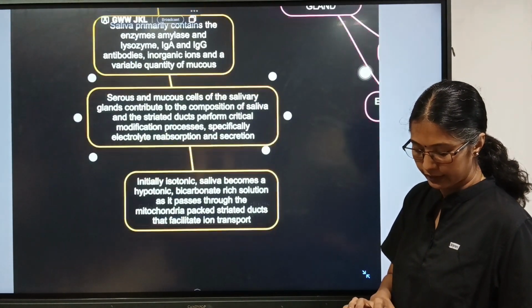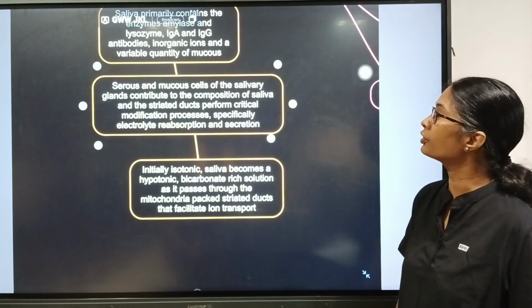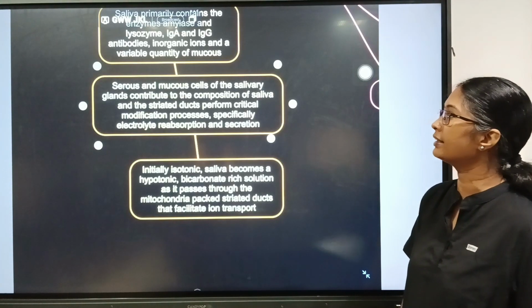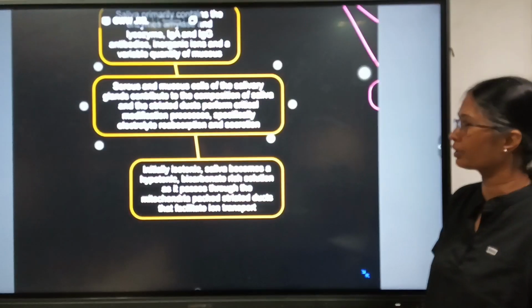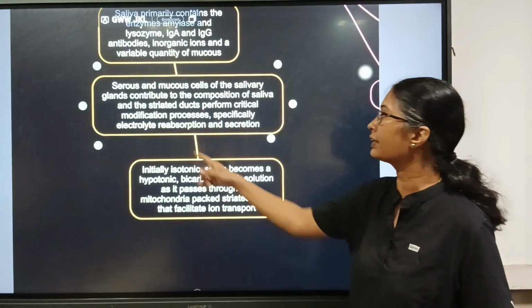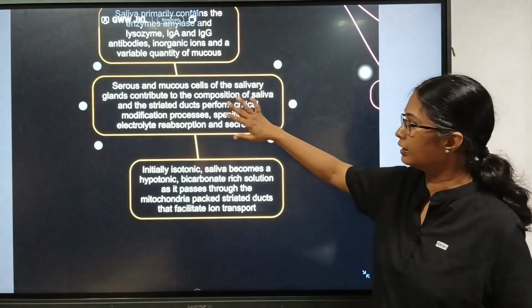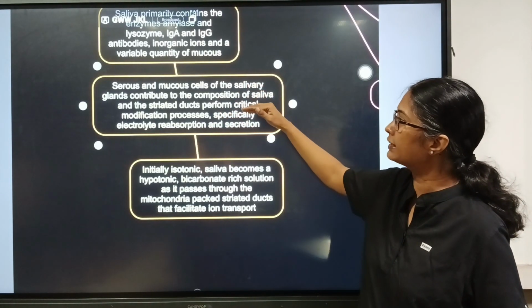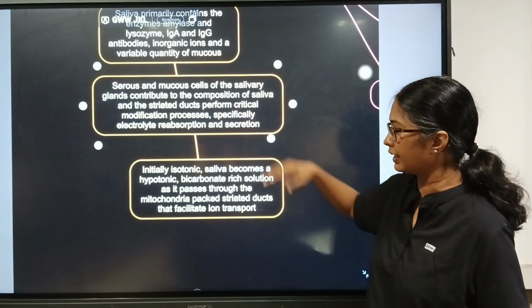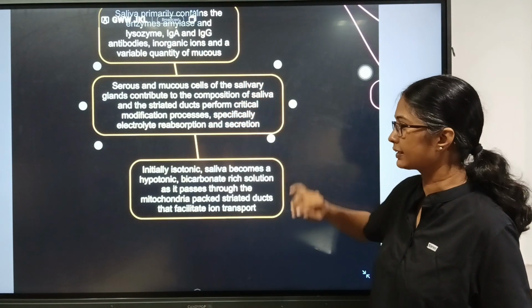The serous and mucous cells of the salivary glands contribute to the composition of saliva, and striated ducts perform critical modification processes, specifically electrolyte reabsorption and secretion, which we will see in the next seminars. So, what are all the cells which play an important role in the salivary glands? That is the acinar cells and the ductal cells.